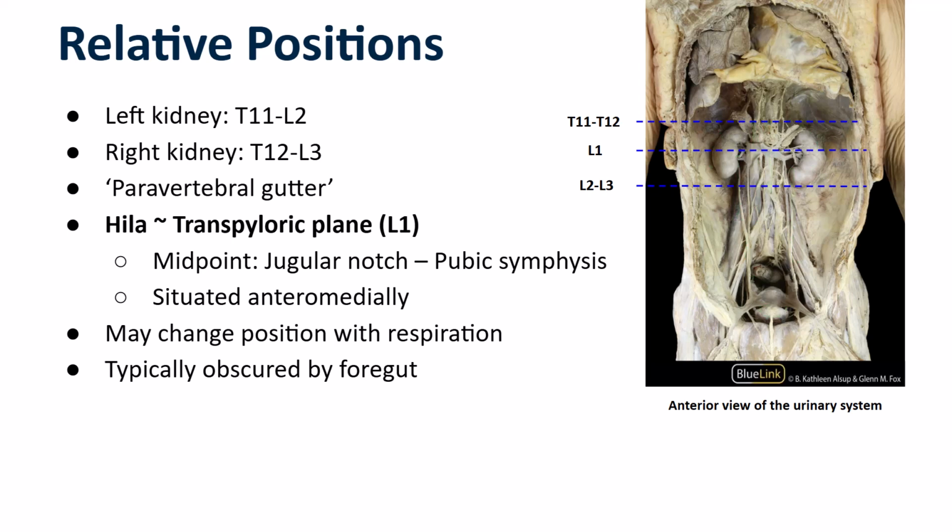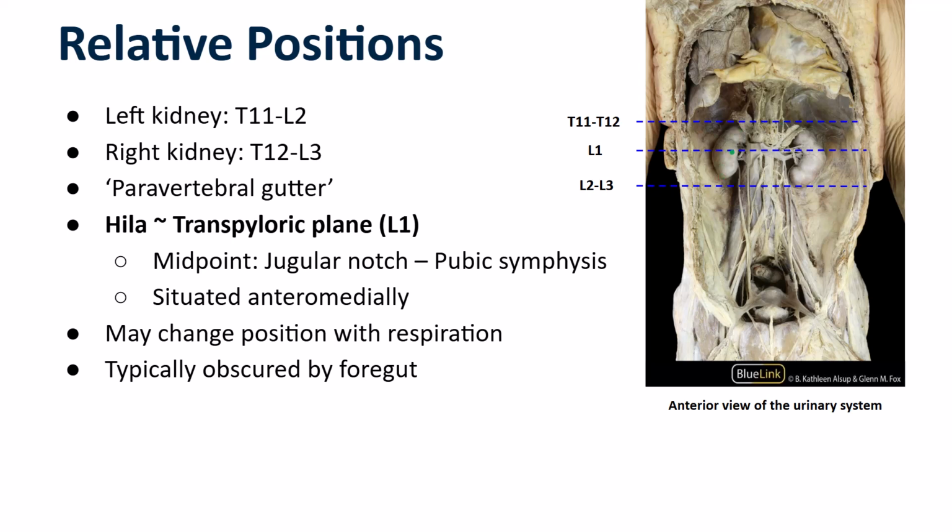Now, in this view, we can see that typically the left kidney is going to sit a little higher than the right kidney, although that is not as evident here owing to the misposition of the right kidney. Typically, the superior pole of the left kidney is at about the 11th thoracic vertebra, whereas the superior pole of the right kidney is at about the 12th thoracic vertebra.